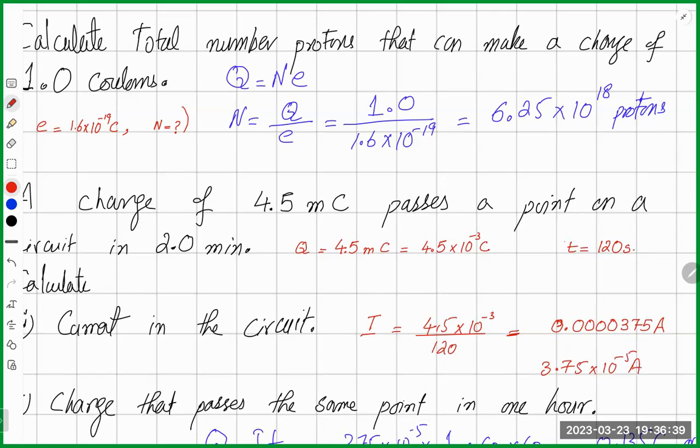Okay, if the current is supplied at the same rate, how much charge will flow through the same point in 1 hour? Again, you use the same formula, charge equals current multiplied by time. That is one thing: you need to know the formula. Secondly, you need to know that time must go in seconds, so hours must be converted into seconds. Let's see if you can solve this one.